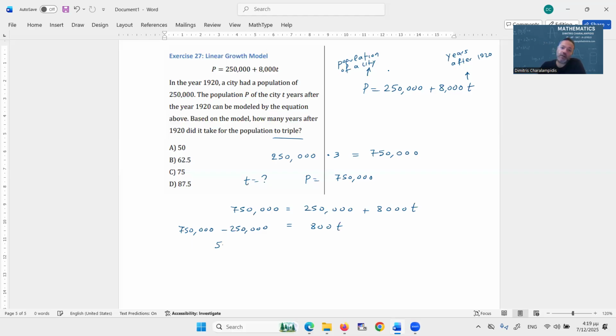That is, 500,000 is 8,000 t's. I'll divide 500,000 by 8,000, and the answer here would have been 62.5 years, which means that the right answer is B.